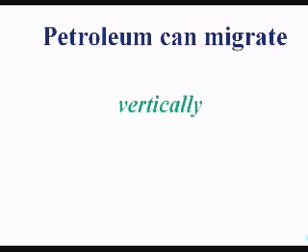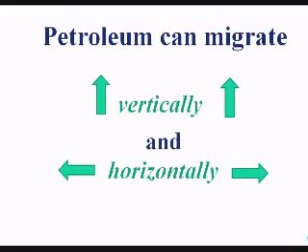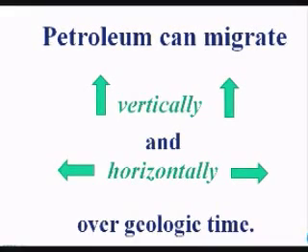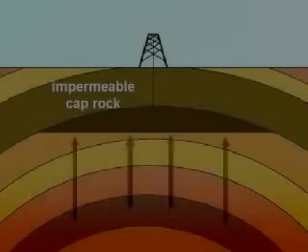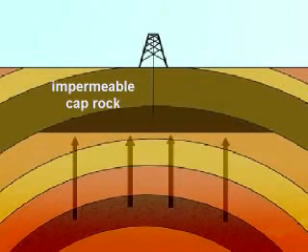Oil can migrate up vertically over geological time. Oil will migrate upward until it is stopped or trapped by rock that is hard. This hard rock, or impermeable rock, will not allow the oil to migrate upwards further. We call this impermeable rock a trap.